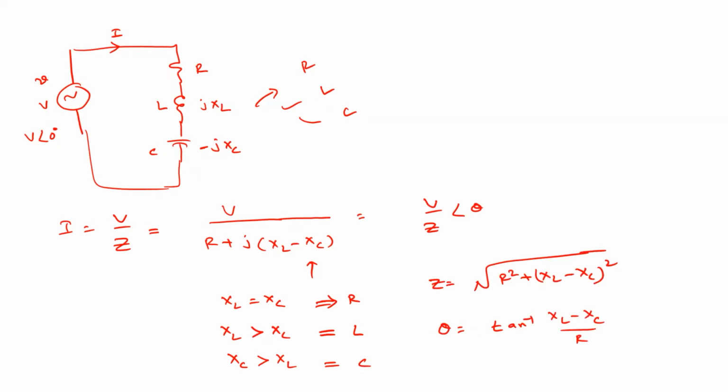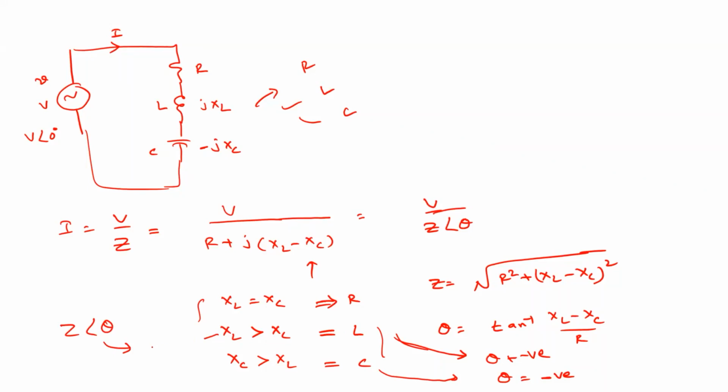We need to identify if XL is greater than XC. Based on these two combinations, if XL is greater than XC, in that case theta is positive. If it is capacitive, in this case theta is negative. So we have Z at an angle theta. If XL is greater than XC, theta is positive. Here theta is negative. In this particular case, theta is 0.